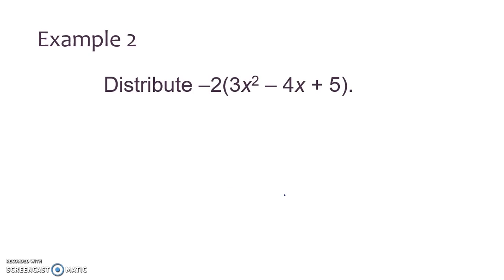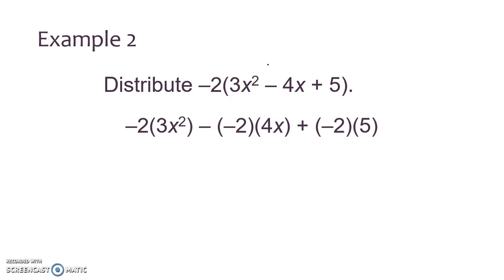Okay, example 2 tells us to distribute. This time we have negative 2 times the quantity of 3x squared minus 4x plus 5. So let's take a look. We're taking our negative 2 times the 3x squared. We're keeping our minus sign here, taking negative 2 times the 4x, keeping our plus sign here, and taking our negative 2 times the 5.